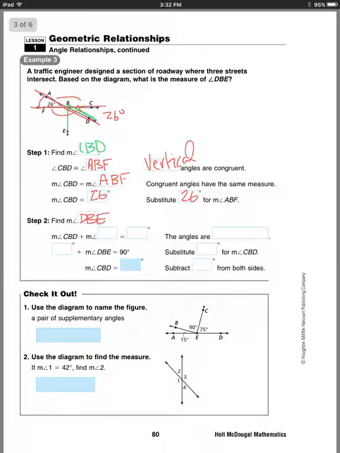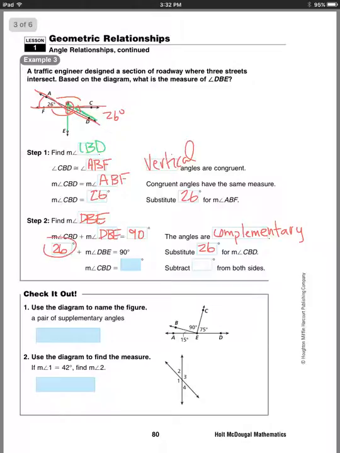Now in the beginning I stated that this right angle sign right here applied to BCD plus DBE. Okay? So we know the angles are complementary because if you add those two together you would get 90 degrees because it shows a 90-degree angle. So we're going to take the measure of CBD plus the measure of DBE and we're going to get 90 degrees. Okay? Now we know CBD from above is 26 degrees. So we're going to substitute 26 degrees for CBD. And then we're going to solve for angle DBE.